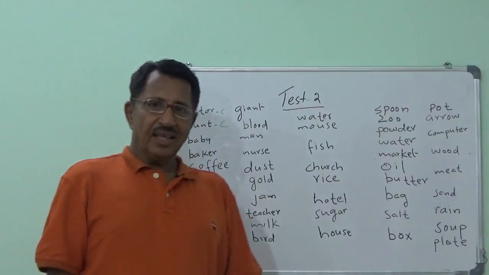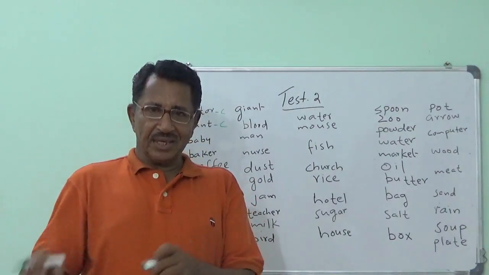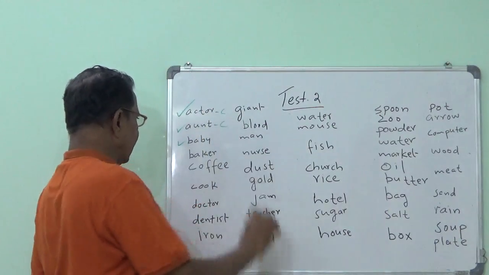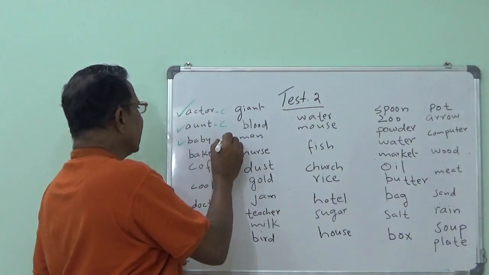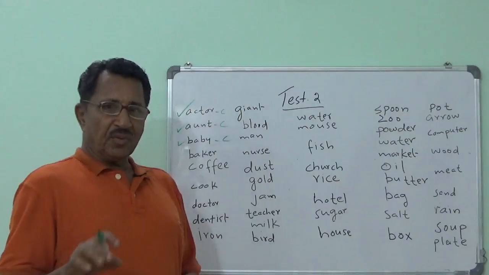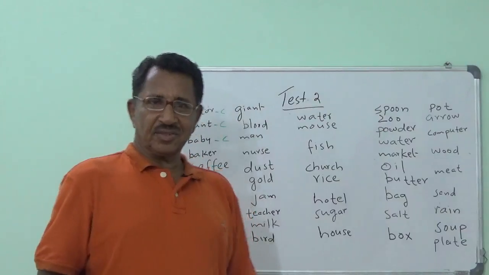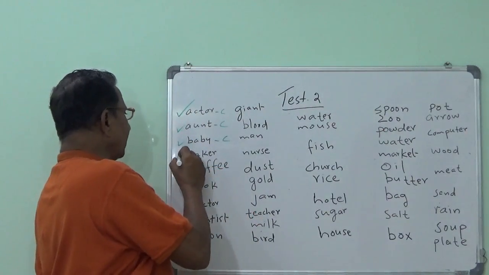Correct. Baby? What about baby? One baby, two babies, three babies, like that. Yes. And it is plural also, babies. You have got an IES plural, do you remember? Yes. Right, so that is C, countable. Baker, those people who make biscuits, bread and all those things. What do you call them? They are called bakers. So there also it is countable, isn't it?